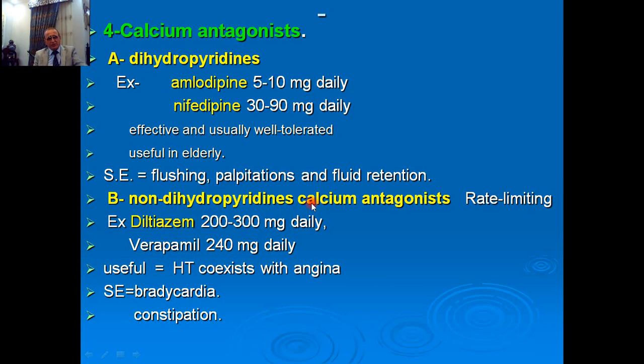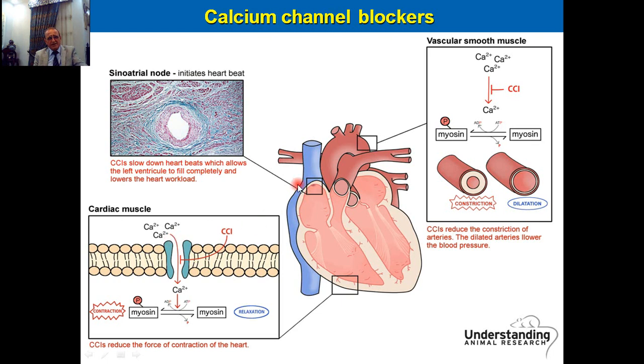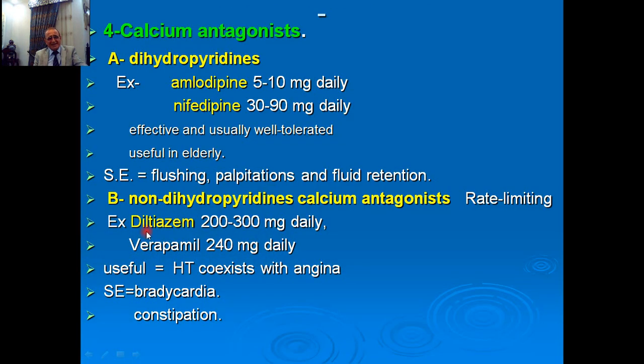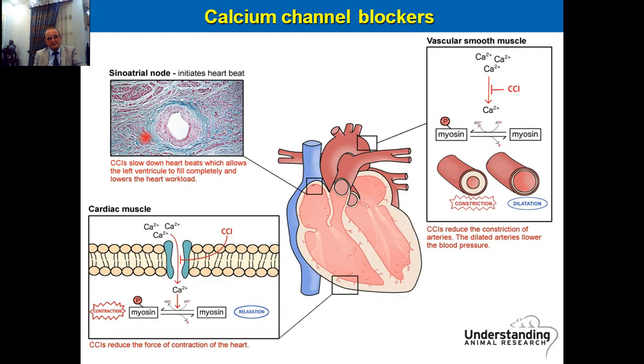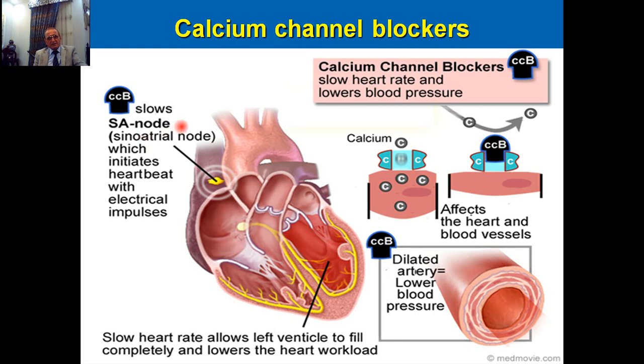The non-dihydropyridines, like verapamil, act mainly on the SA node. Diltiazem has both vasodilator and antiarrhythmic effects. They are best used in angina or in arrhythmias with hypertension. These are the three groups of antihypertensive treatment. And this is the calcium channel blockers.